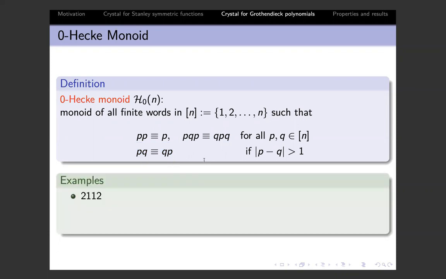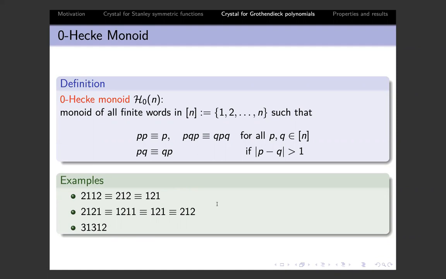So these will be the relations. So here are some examples. If I take the word 2112, then because PP is equal to P or congruent to P, this is also congruent to 212. And this is also congruent to 121 because of our braid relation. If I take 2121, then if I use the braid relation on the first three letters, this would be 1211. And then the 1 times 1, I can combine to a 1. So this is also congruent to 121. And then by the braid relation, this is also congruent to 212.